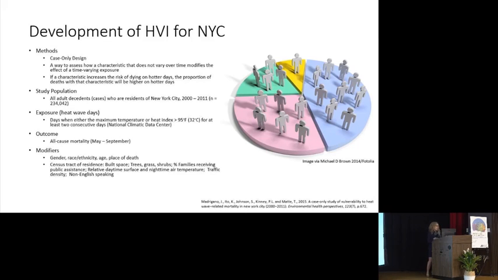This is an efficient way to look at how a non-time-varying characteristic, which could be at the individual or neighborhood level, things like race and ethnicity or neighborhood characteristics, of which we looked at several.